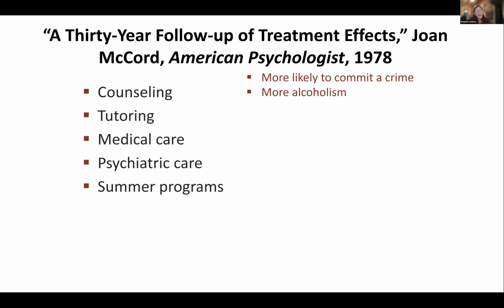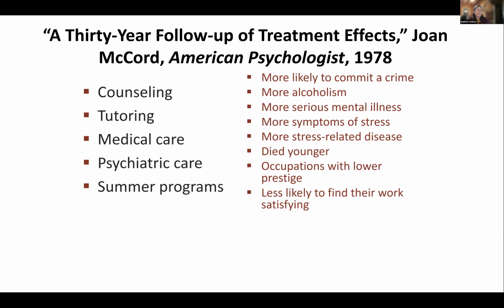And she followed up after 30 years and tracked down virtually every one of these former Boston schoolboys, and she found that one group was far more likely to commit a crime. They had more problems with alcoholism, mental illness. They had many more symptoms of stress. They died younger. They had lower prestige jobs. And in general, they had really rather unhappy lives. And which group was it? It's actually, of course, the group that got the intervention.